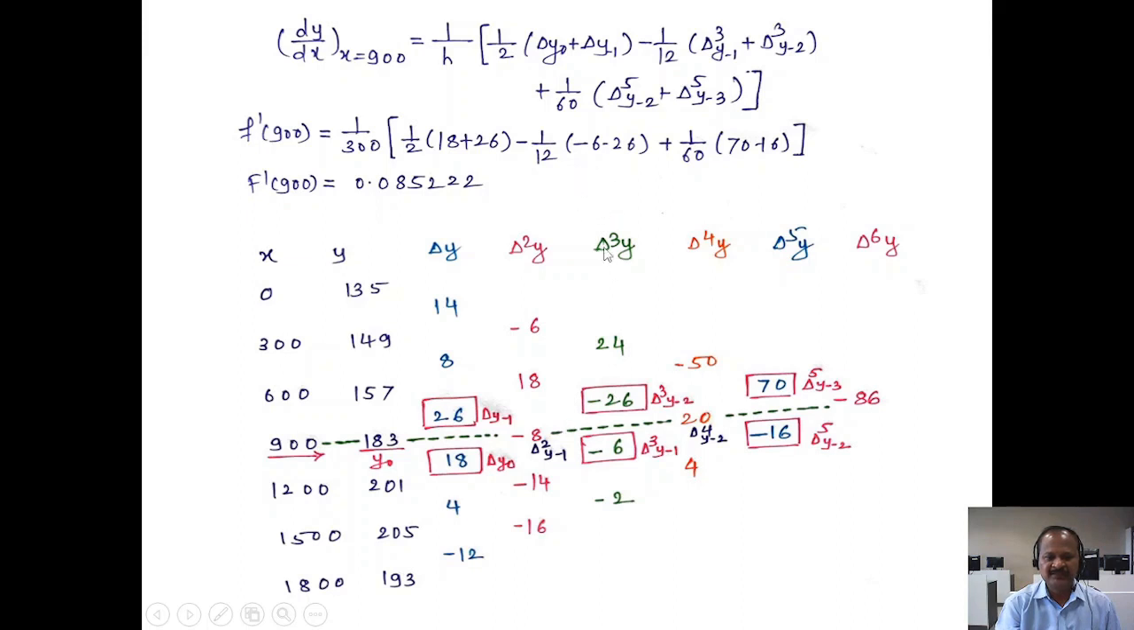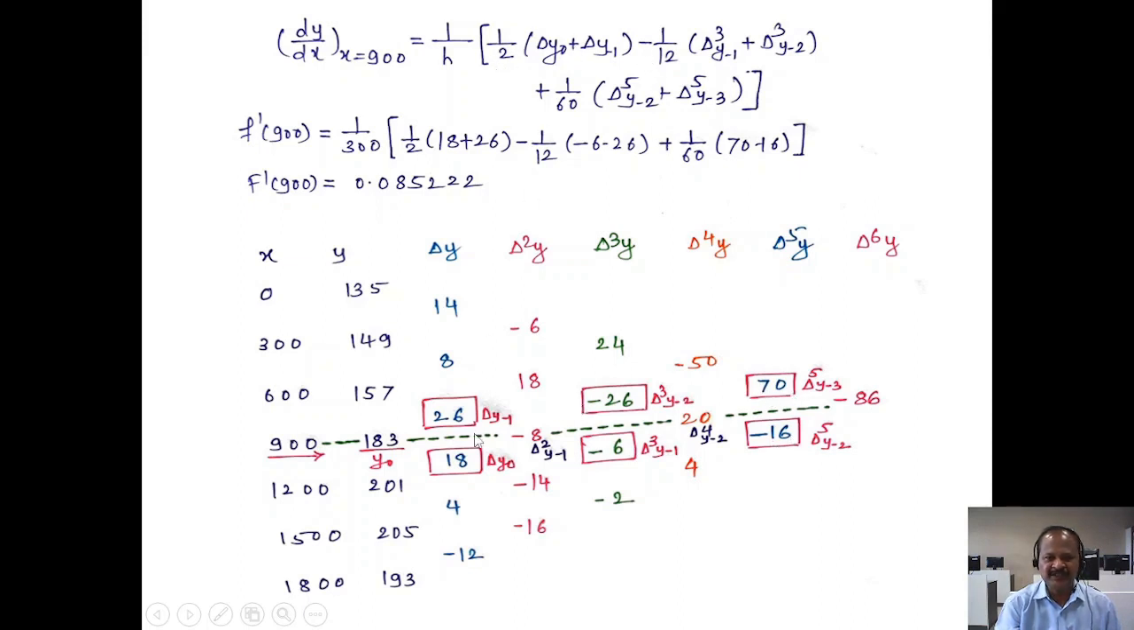So the summation of these, then the third difference: minus 1 upon 12 into the summation of delta cube y minus 1 plus delta cube y minus 2. The summation of this third difference, minus 6 plus minus 26. And the last term is plus 1 upon 60, the fifth difference: summation of delta raised to 5 y minus 2 plus delta raised to 5 y minus 3. So you can see the formula.